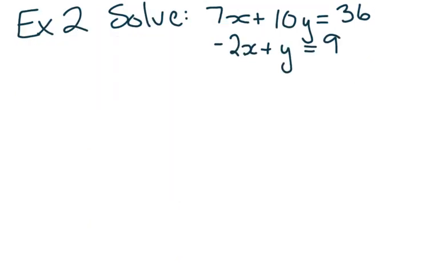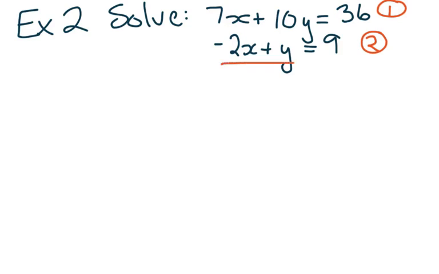Okay, so for the second example, again, we label our two equations, 1 and 2. Now, the problem here is we don't have a variable that's by itself. In other words, we don't have a variable that's defined to be able to put it in place of the variable in the other equation. But we can have that.